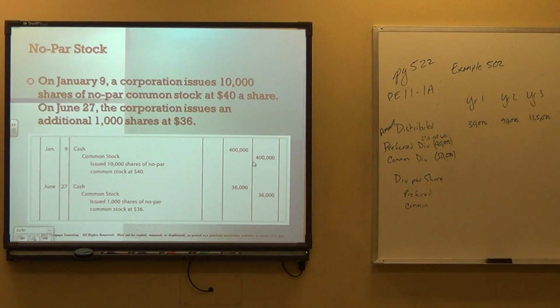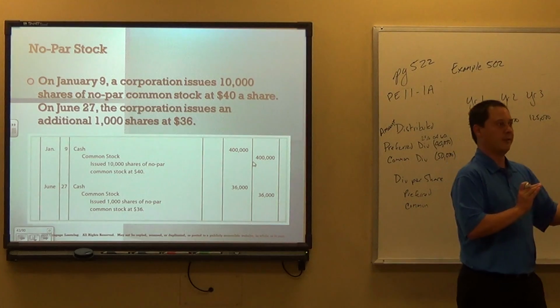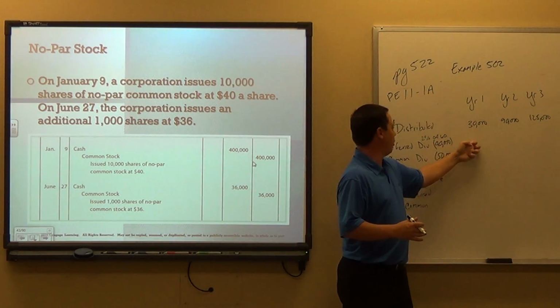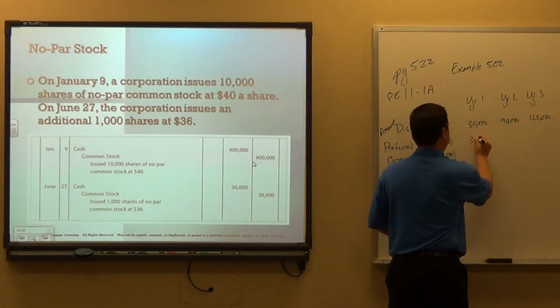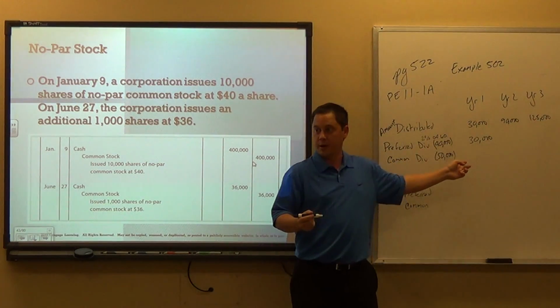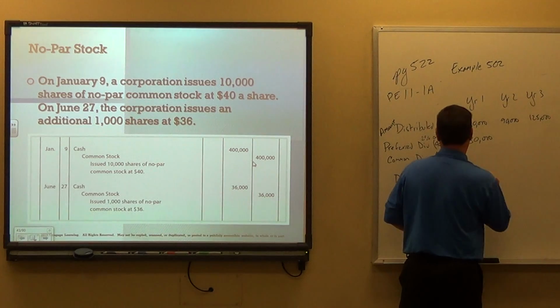I'm sorry, I forgot that the PowerPoints don't do a good job of including that, so when I went over it, it didn't have that. Will they pay out a partial, or are they just going to hold on? No, they'll pay the partial, whatever they have. So they will pay all $30,000 to preferred. Because of that, nothing's left for common, so we have zero. I'll put zero here, to make it similar to C.